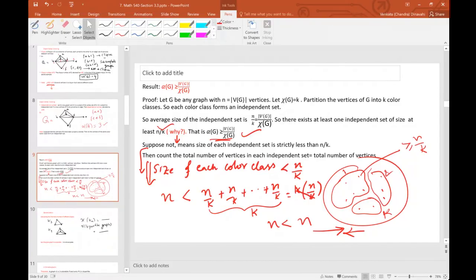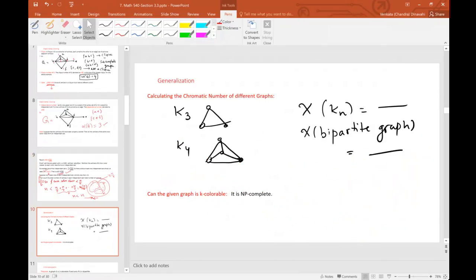So far we defined three definitions. One is the chromatic index, another is called the clique number, and the other is called the independence number, and the relation between them you have seen. Now let us look into calculating the chromatic number of different graphs. For example, take a complete graph on 3 vertices. Since there is an edge between any of them, I need 3 different colors. Complete graph on 4 vertices: there is an edge between any of them, so I need 4 colors. In general, for a complete graph on n vertices, the chromatic number is n.